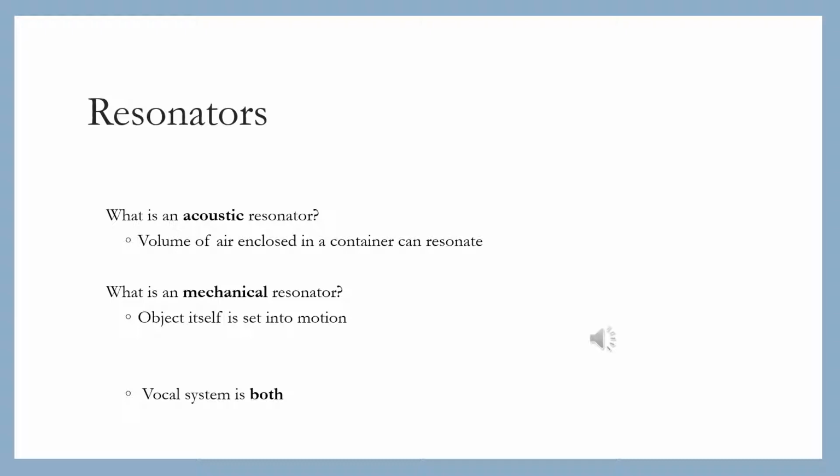The next resonator is a mechanical resonator. This is where the object itself is set into motion. Some people would say that an example of a mechanical resonator is the vocal system, because in order to create sound, we have to have some sort of object that is set in motion. But actually the vocal system is both, because you do have those air-enclosed containers, those cavities that are able to resonate, which helps with the production of sound.